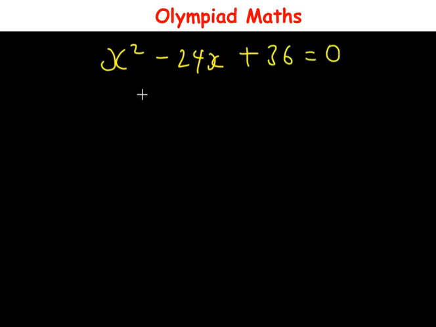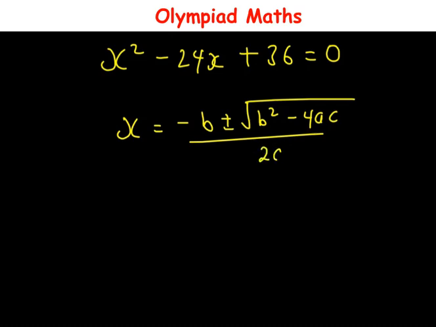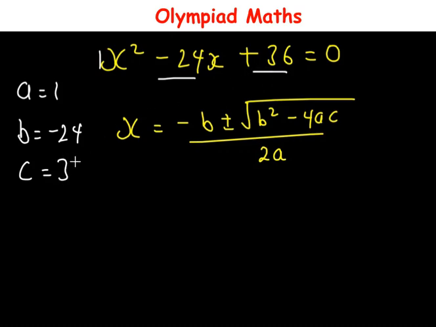Now to solve for the value of x, we are going to make use of the quadratic formula, and the formula is given by x is equal to minus b plus or minus square root b squared minus 4ac all over 2a. And in this case, the value of a is the coefficient of x squared, which is 1. The value of b is the coefficient of x, which is minus 24, while the value of c is the constant, which is plus 36, so 36.